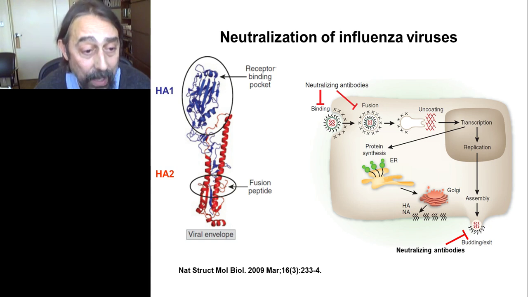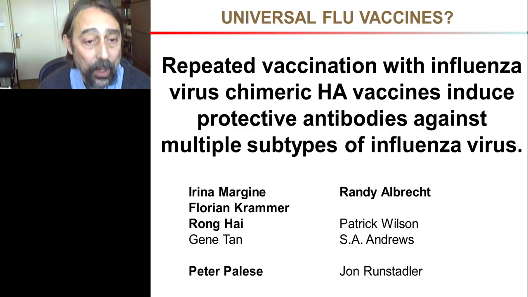Now, the antibodies that one gets by natural infection or by vaccination against the stem, which is more conserved, are very few. So we try to come up with strategies that will induce higher levels of antibodies against the stem than the vaccines that are being used right now, or than natural infection with influenza virus. For that, we use an approach that we call repeated vaccination with chimeric HA vaccines. I'm going to show you how this approach induces protective antibodies against multiple subtypes of influenza virus. That's in collaboration, again, with Peter Palese, Randy Albrecht, and Florian Krammer here at Mount Sinai.